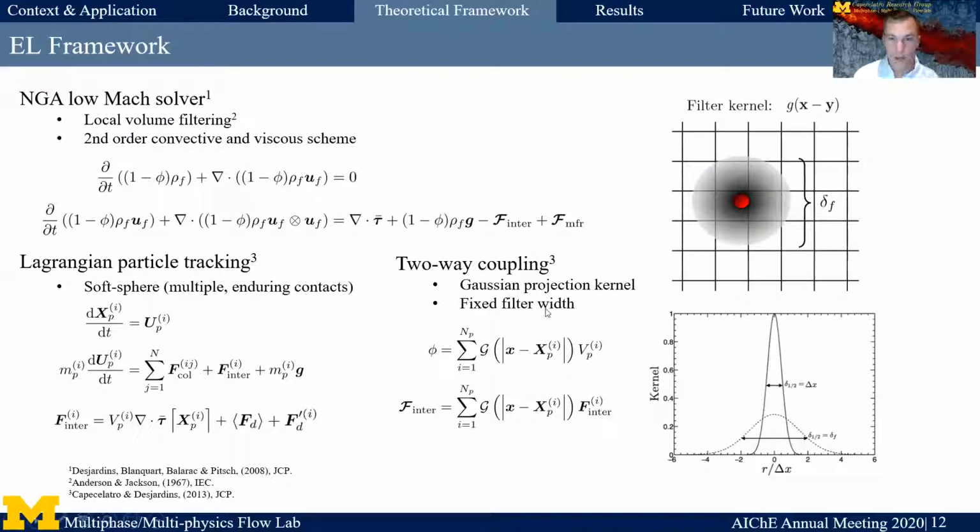The two-way coupling is done via a Gaussian projection kernel. So we're going to be projecting our interface term from our discrete particles back onto our Eulerian mesh. The Gaussian kernel in this case is fixed width, which is in contrast to the granular temperature, which has that variable filter.